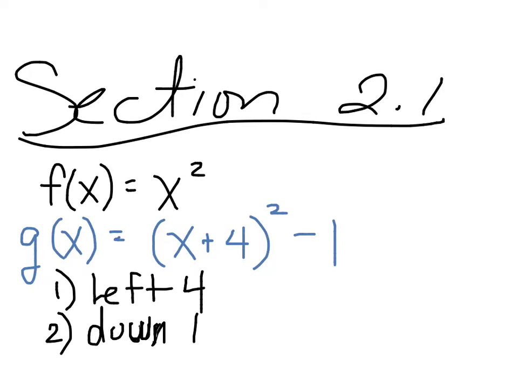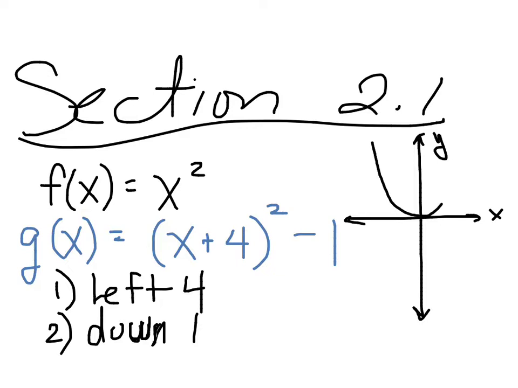The U. So if I were to sketch both of them, I'm going to put the parent in black. If that's my parent, the new one is in blue. According to what you guys told me, left 4, 1, 2, 3, 4, and down 1, right here. So what I moved for this one was the bottom of the bowl. The bottom of the bowl is at 0, 0 on the parent. You guys told me to go left 4 and down 1. That's where the new bottom of the bowl should be, over here.